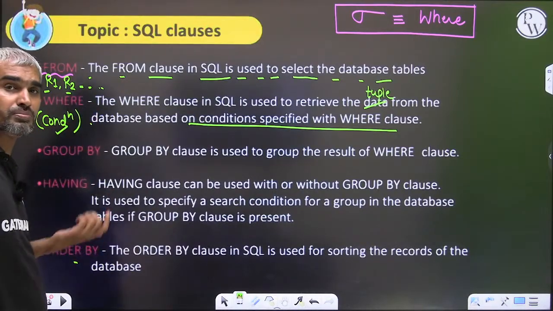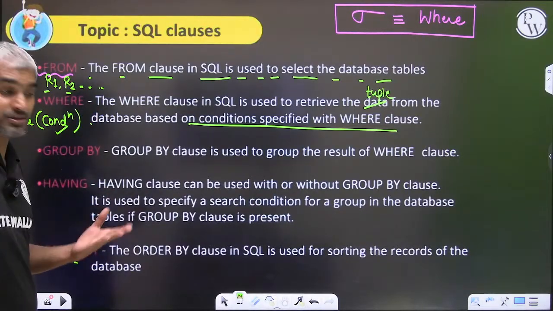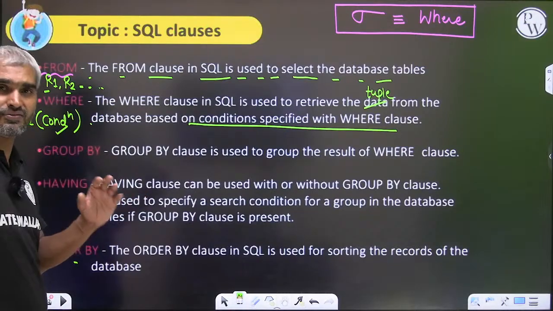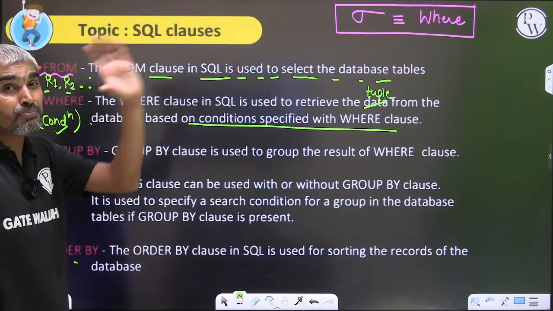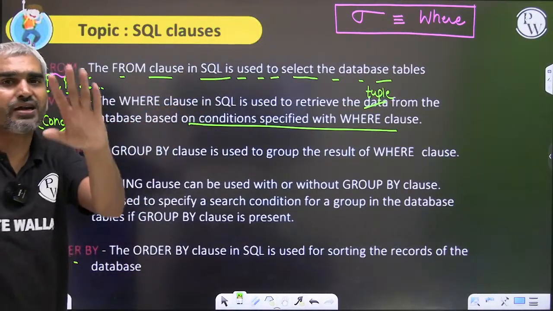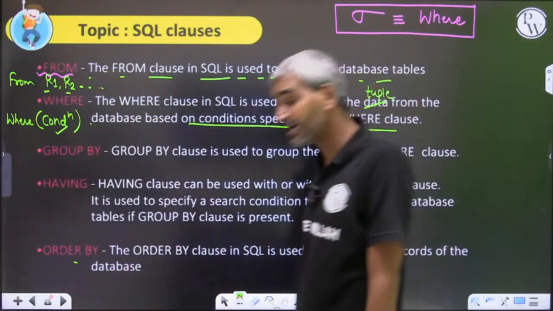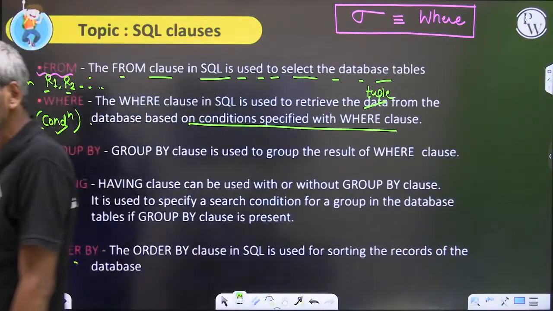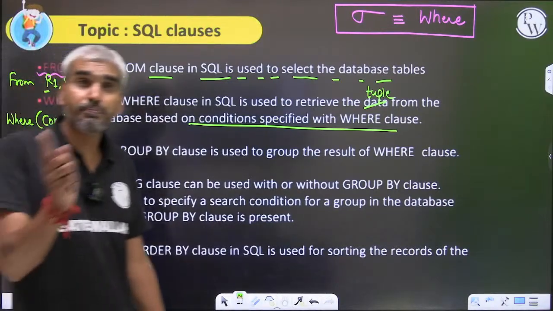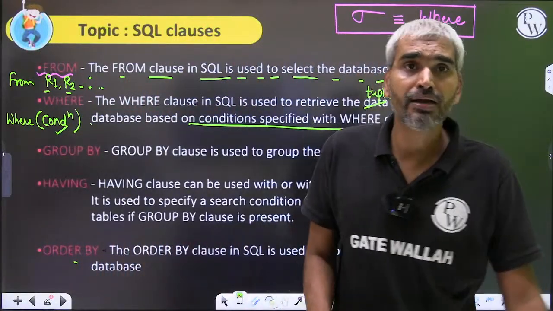If there is no where clause, then the complete relation will be the output of the where clause. Then the complete relation will be treated as the output of the where clause. That means in the absence of a where clause, the group by clause will be applied on the complete table. Then the whole table will be grouped.